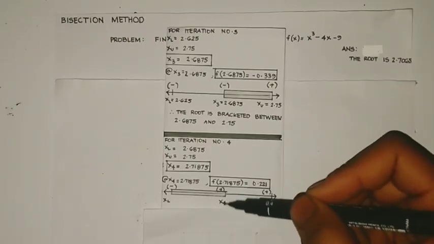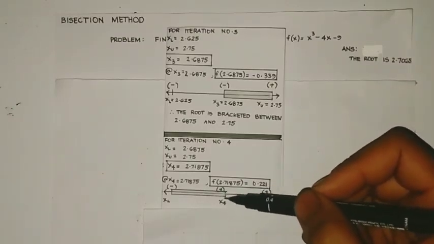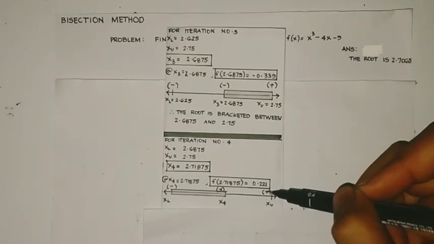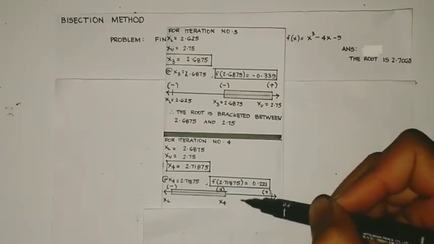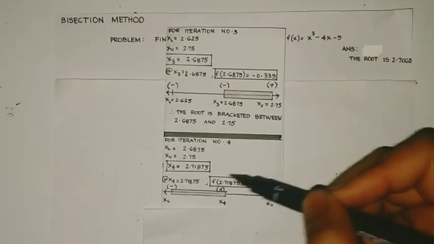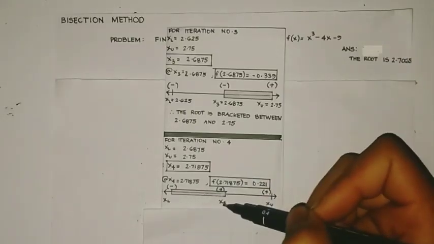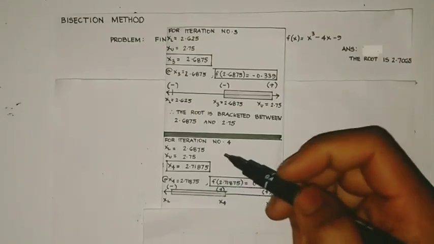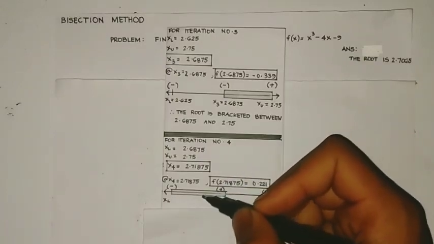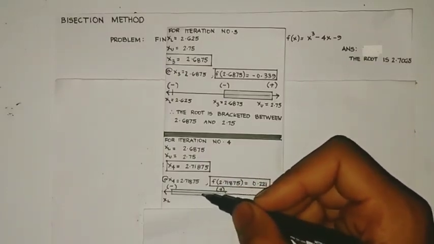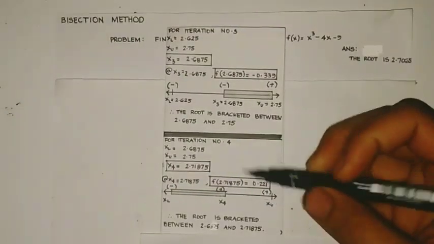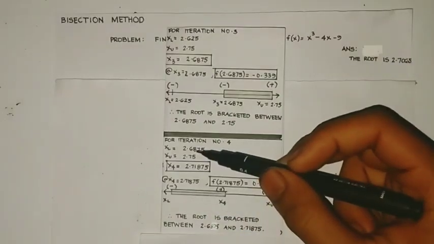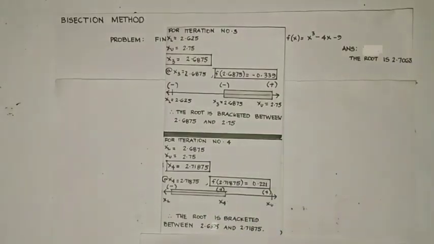So, kung ipa-plot natin yan dito sa ating representation, positive and positive. So, from x sub 4 to x sub U, walang sign change. Therefore, wala dito yung root. And yung x sub L up to x sub 4 is merong sign change. Therefore, somewhere dito lang yung root natin sa shaded area na yan. And then we conclude na yung root natin is bracketed between x sub L up to x sub 4.